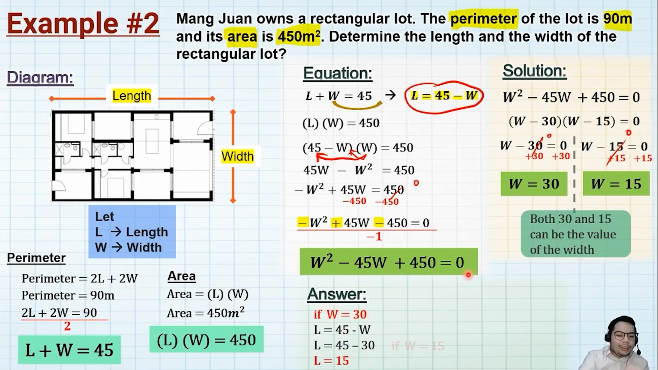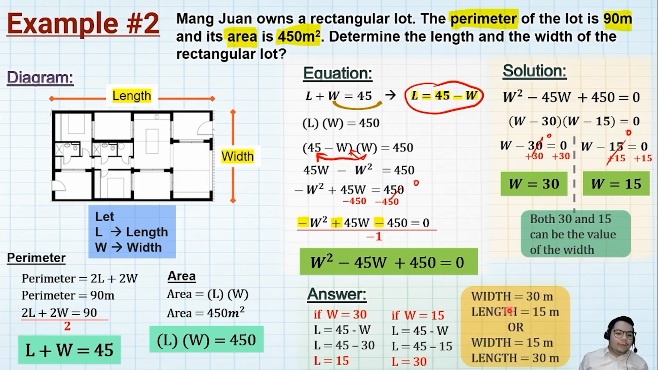Since the width can also be equal to 15, pwede rin nating i-substitute yon. So, we can also have 45 minus w for the value of the length. So, 45 minus 15, that will be equal to 30. So, ano yung dalawang possible set of answers natin? If the width will be equal to 30, the length is equal to 15. Pero pwede ring sagot is if the width is equal to 15 meters, the length is equal to 30.